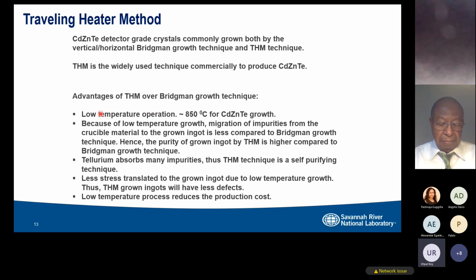And the advantage is, since it is a low temperature operation, you can expect a very minimum amount of impurities to migrate from the crucible to the crystal.